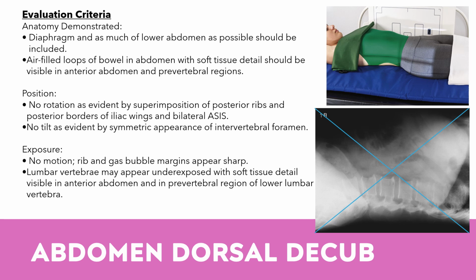Exposure, there should be no motion. Rib and gas bubble margins should appear sharp. Lumbar vertebrae may appear underexposed with soft tissue detail visible in anterior abdomen and in prevertebral region of the lower lumbar vertebrae.